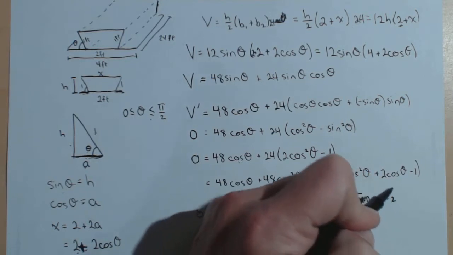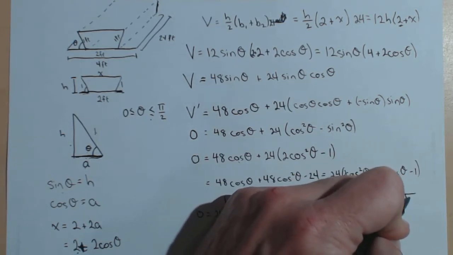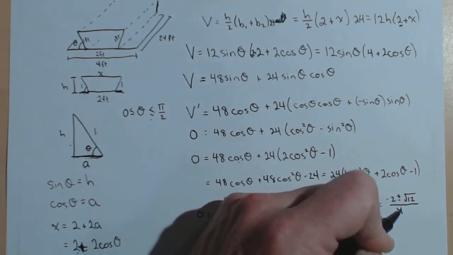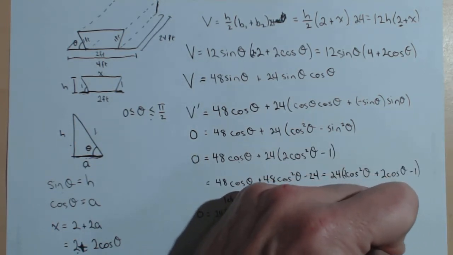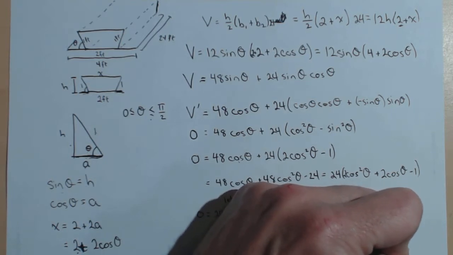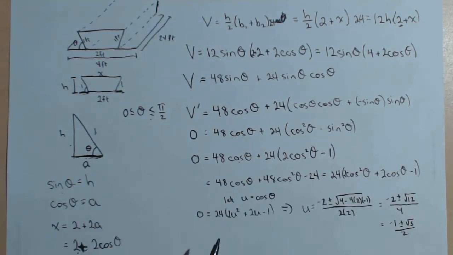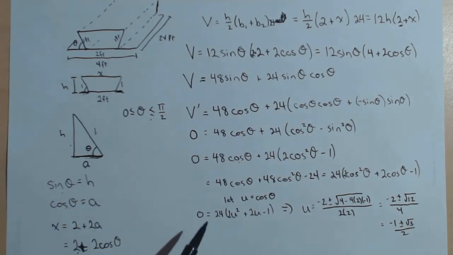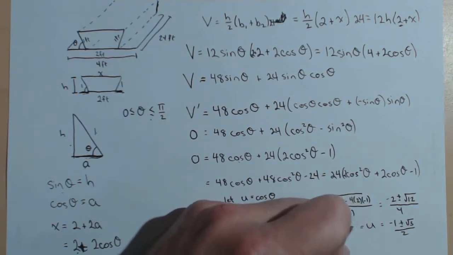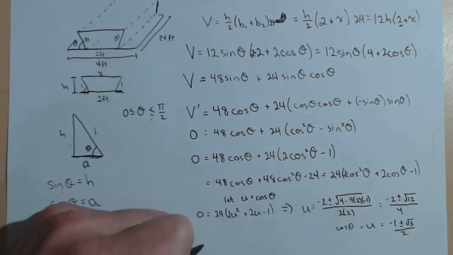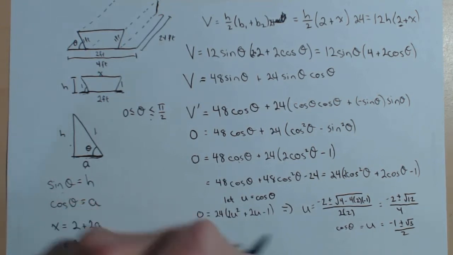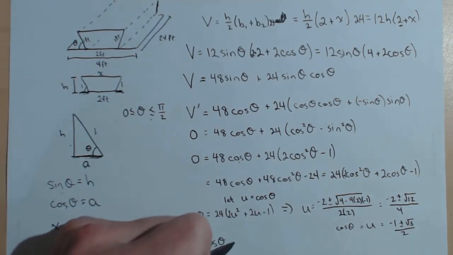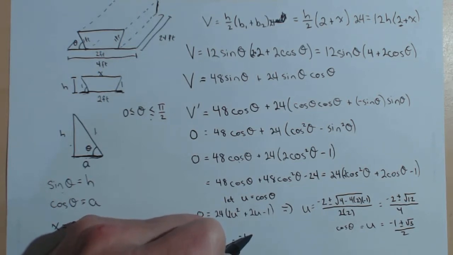Now this will simplify down to negative 2 plus or minus the square root of 12 over 4, which can be simplified a little bit further down to negative 1 plus or minus the square root of 3 over 2. One of these is positive and one of these is negative. We know we want to be in the first quadrant, and this is a value for cosine, because u equals cosine of theta. So we only need to solve cosine of theta equal to the positive value: cosine of theta equals negative 1 plus square root of 3 over 2.